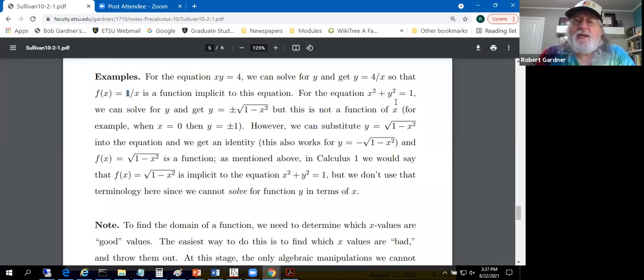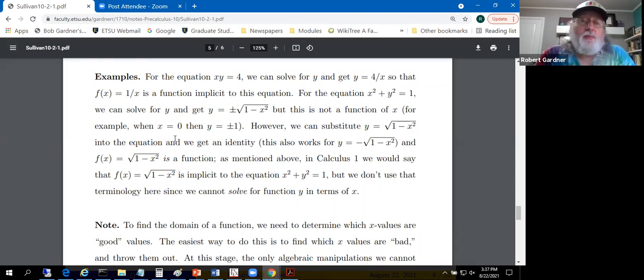How about the equation x squared plus y squared equals 1? Can you solve for y in this? Well, I could take the x squared to the other side and take a square root of both sides, giving us this. Maybe we deal with absolute values along the way, but we get y equals plus or minus the square root of 1 minus x squared. This equation is equivalent to that equation.